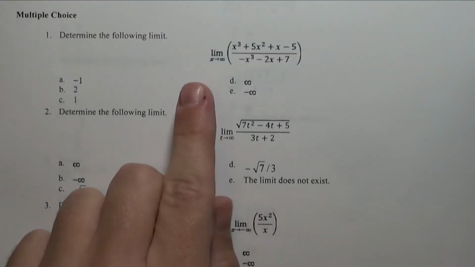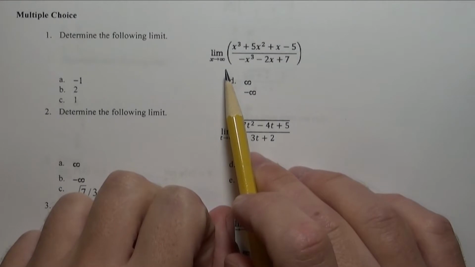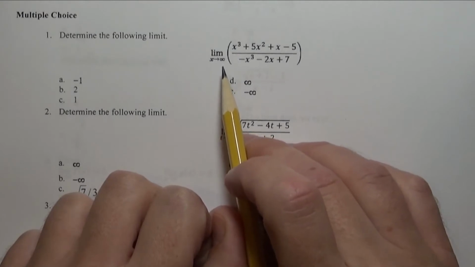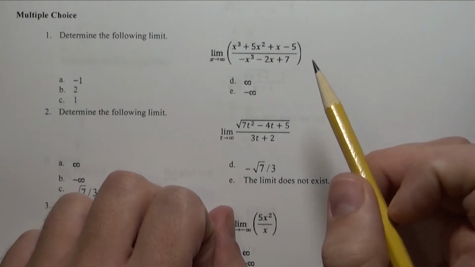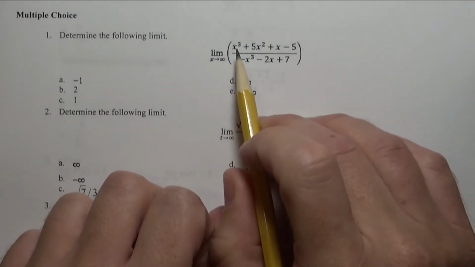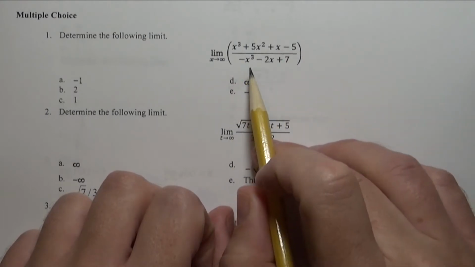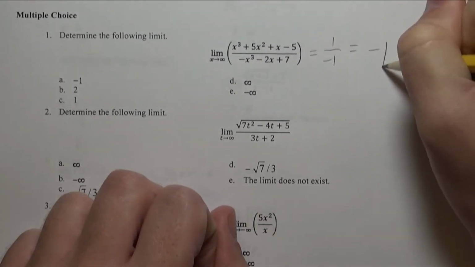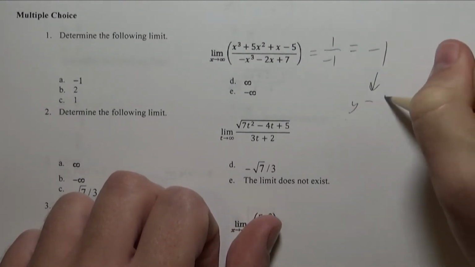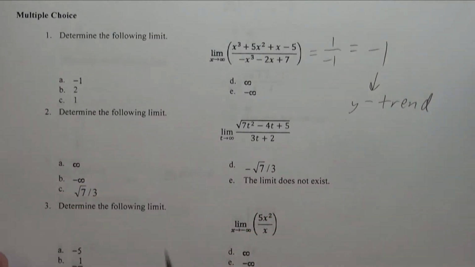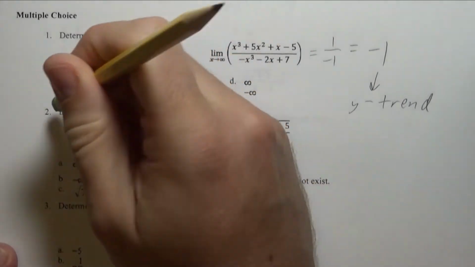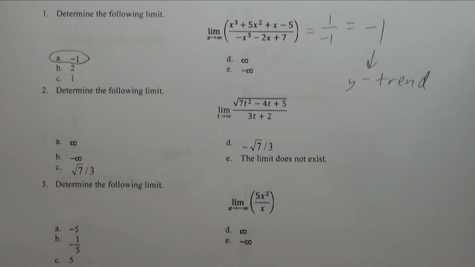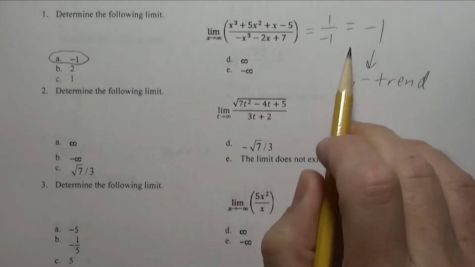All right, what we have here is a limit at infinity, and the input is forever going to the right, increasing to a billion, then a trillion, forever, never ending. And all you do is acknowledge that we have an order of 3 on top. The highest order on top is 3, the highest order on bottom is 3. So all you do is make a ratio of lead coefficients. And that is what we call the Y trend. So the answer is A. X trend, Y trend.